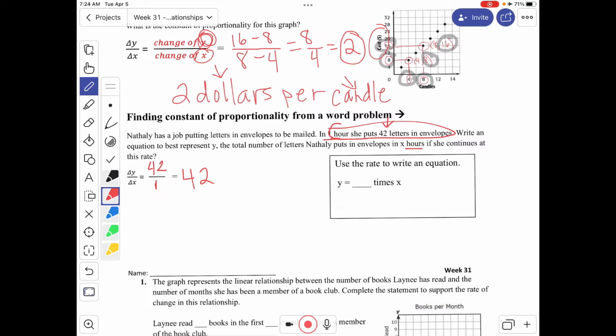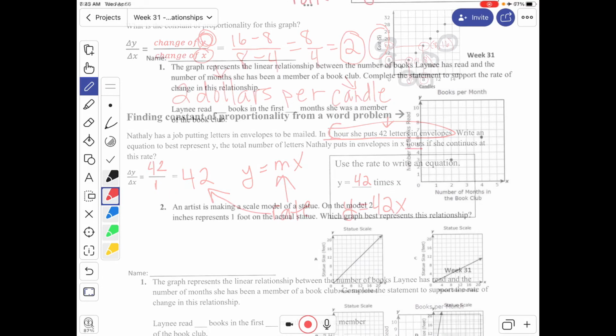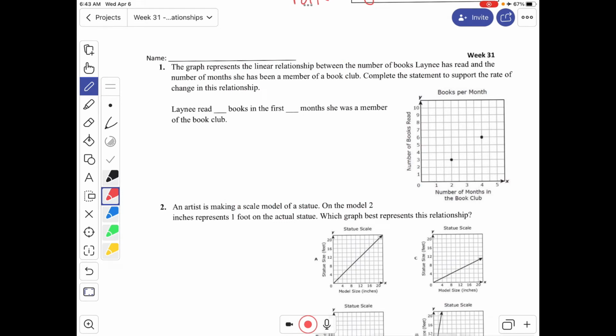But they ask us to put that into an equation, and we put it in the y equals mx form, where the m is the rate, and we just found out that the rate is 42. So it'll be y equals 42 times x, or they usually write it 42x. Y equals 42x, because if there's not an operation written between them, if it's just a number beside a letter, that means multiply. Let's do a few examples now.